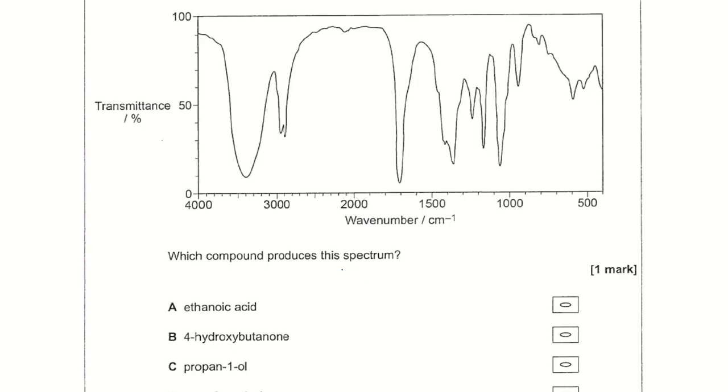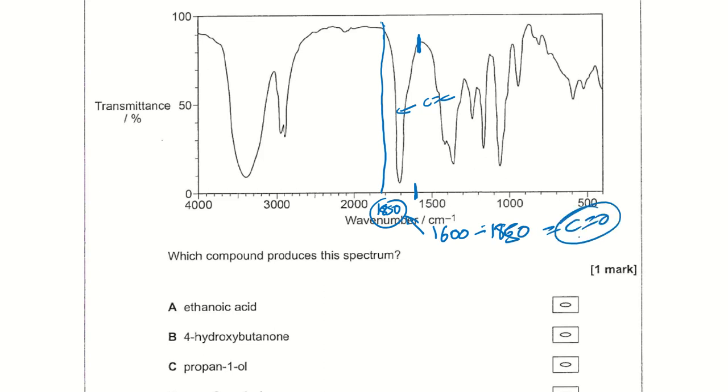Which compound produces this spectrum? This was quite sneaky. This value here runs right to, excuse my wobbly hand, about 1850. Some people asked me whether it could be a C double bond perhaps, but the C double bond was in a slightly tighter range than that. This one quite clearly ran from about 1600 to about 1850 if you looked at it carefully. That meant it had to be a carbon-oxygen double bond.